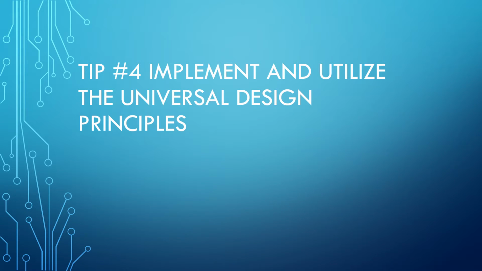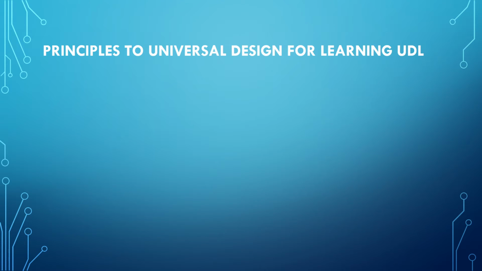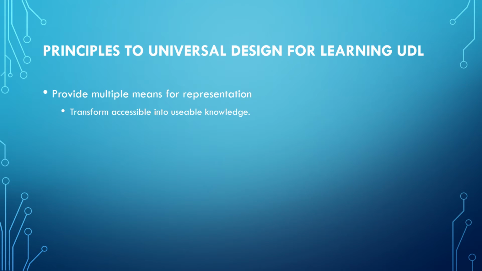Tip number 4, implement and utilize the universal design principles. Now that we have reviewed the principles of accessibility, it is important to know how to implement and utilize the universal design principles. These principles state the following. First, UDL provides multiple means for representation. This is the what of learning. The goal is to transform accessible into usable knowledge.